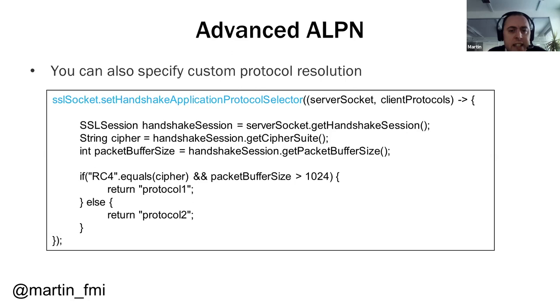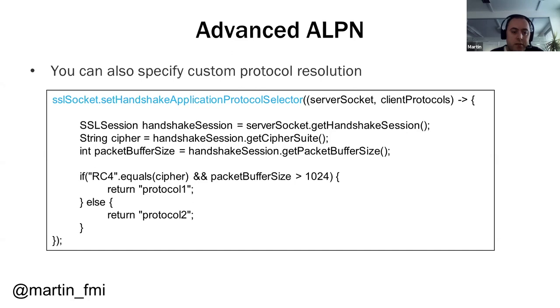particular example, we get an instance of the SSL session created currently during the TLS handshake. Then we get from that session the cipher suite and also the packet buffer size for the particular server. We compare: if the cipher suite is RC4 and the packet buffer size is larger than 1024 bytes, then we return protocol 1. Otherwise, we return protocol 2. As you can see, this is a way more complex manner to establish the application protocol during the TLS handshake process.